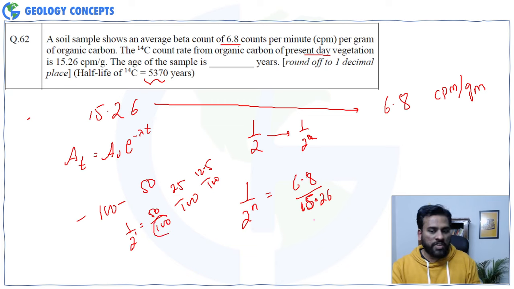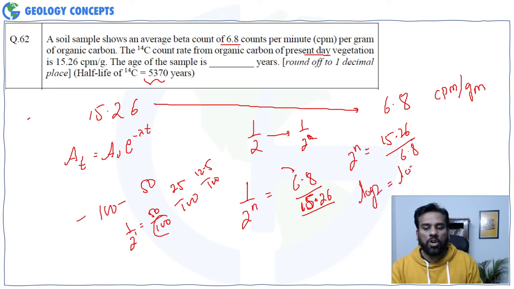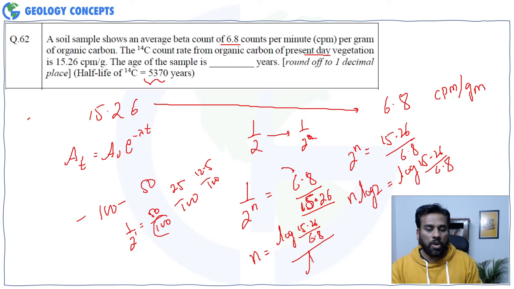So this is the original amount, which is 15.26. How much has it become? 6.8. If I do 1 upon 2 to the power n, I can get how many half-lives it has gone through. So how will you calculate this? 2 to the power n is equal to 15.26 upon 6.8. Now if I take log on both sides, n log 2 is equal to log of 15.26 divided by 6.8. So n will be log of 15.26 divided by 6.8, divided by log 2. From here you will get the value of n.